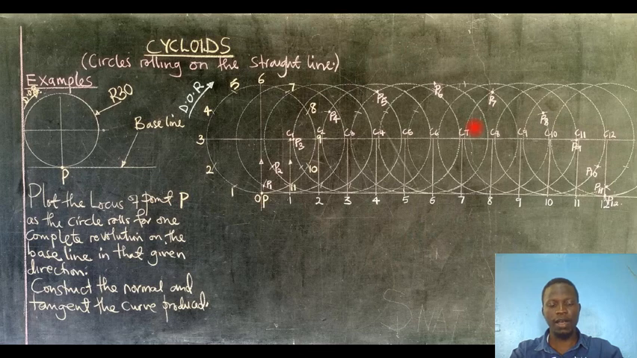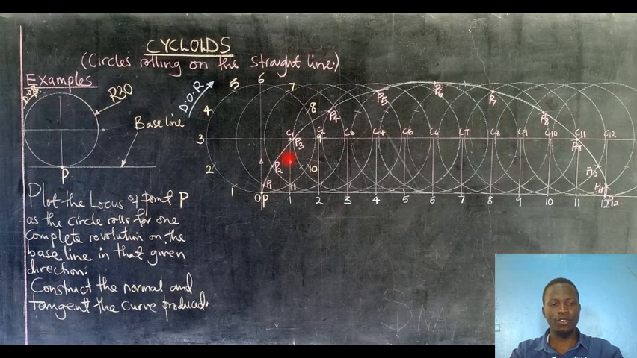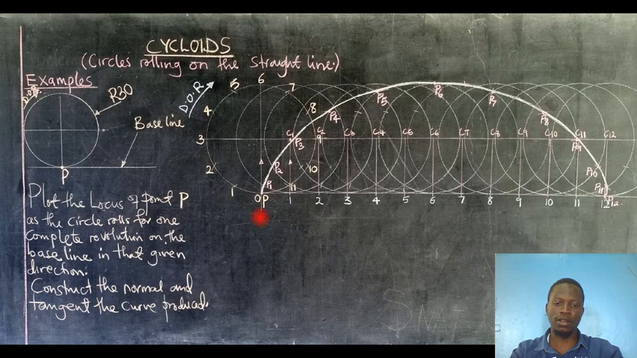Now join that curve using freehand, and what you generate there is what we call a cycloid, and outline it to make it complete. In this case here, I have not outlined the circle, but you also need to outline the rolling circle and the baseline.